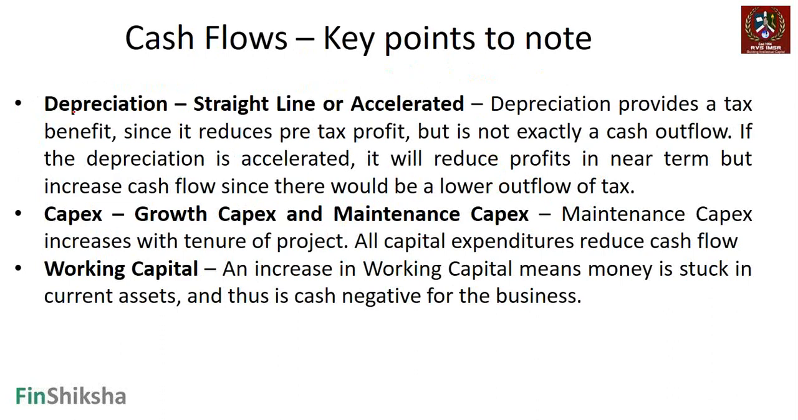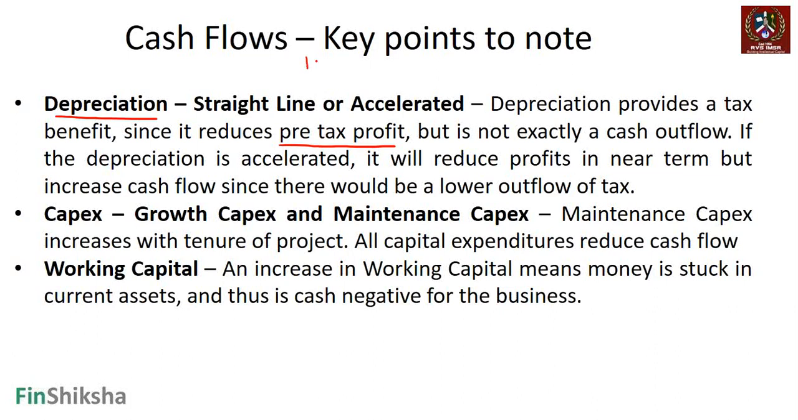The first one is depreciation. What do we mean by depreciation? Depreciation is essentially the write-off or wear and tear in each asset's value that we are doing year on year. And it actually gives a tax benefit. It's a cash flow benefit for us. Why? It is because it reduces pre-tax profit. It is not exactly a cash outflow, right? So tax value goes down.